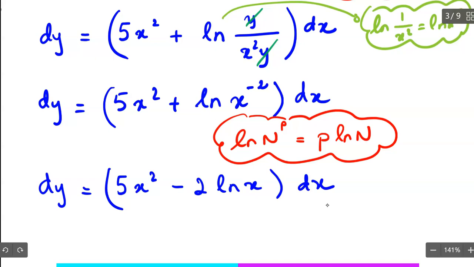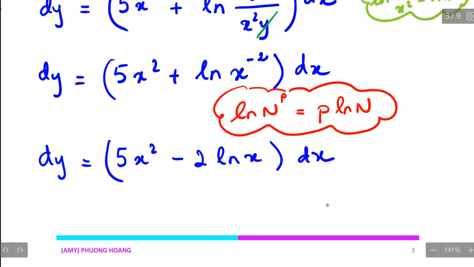Okay, so the reason I'm doing this is because up to this point, I am supposed to integrate both sides. If I integrate this dy, I can figure out the integral of dy. I can figure out the integral of 5x squared, but how do I figure out the integral of ln x to the minus 2?